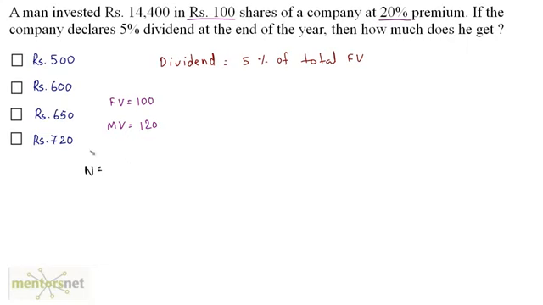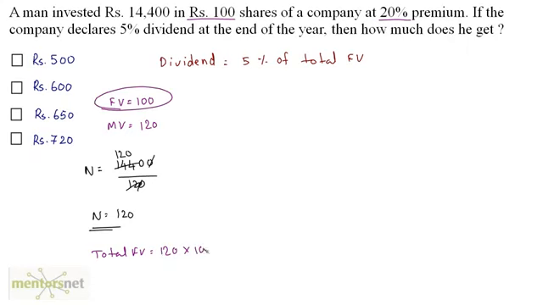So the number of shares will be equal to the total amount invested upon the amount invested for one share, that's 14400 upon 120, isn't it? This 0 cancels out. 12 times 12 is 144, so 12 times 120 is 1440. So the total number of shares is 120. Now you need the total face value. So the total face value is equal to the total number of shares times the face value of each share, that's 100, so times 100. So this is 12,000 rupees.